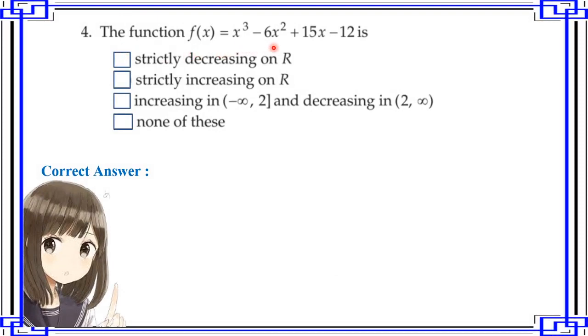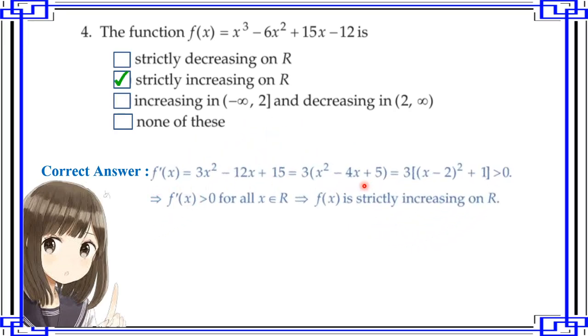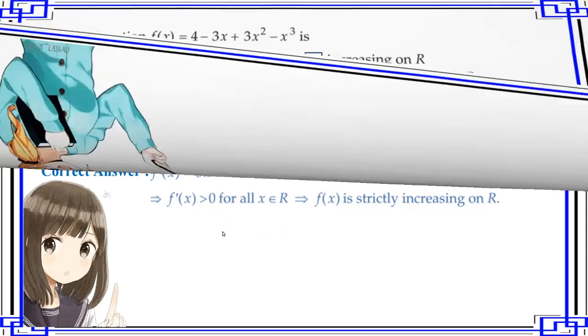The function f(x) is what? Strictly decreasing, strictly increasing, increasing in a specific interval and decreasing in another interval, or none of these. So what we have to do is take the first derivative. Now this quantity is definitely greater than 0 because it is a whole square, then plus something, and then into 3. So it is strictly increasing on R.